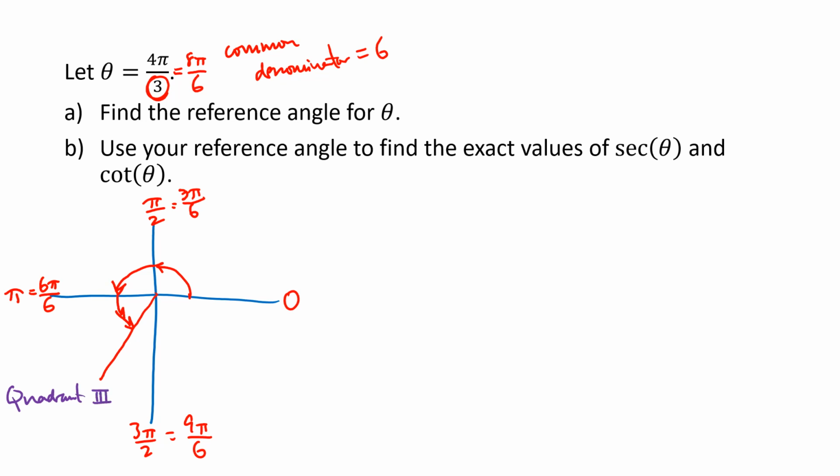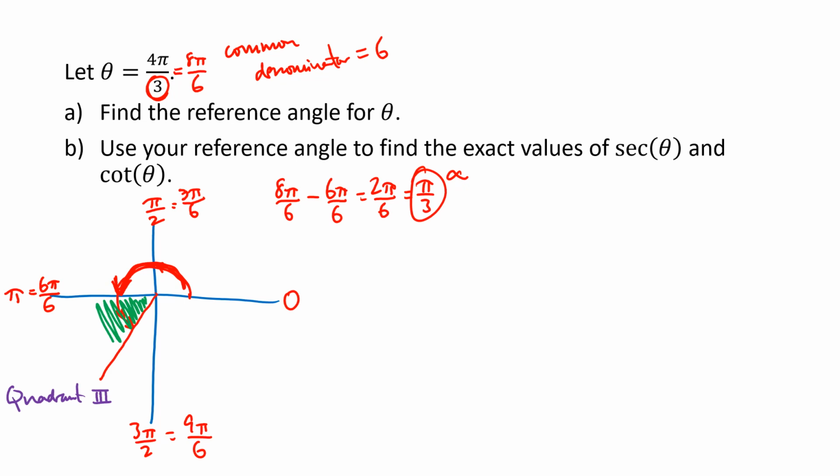Now, what's my reference angle? My reference angle is always formed between my terminal side of my angle and the x-axis. So my reference angle is going to be in here. How far is that? Well, 6 pi over 6 took me to my negative x-axis, but I have to go a little bit further to get to my 8 pi over 6. So how much further did I have to go? Well, 8 pi over 6 minus 6 pi over 6 is 2 pi over 6, also known as pi over 3. And so that's my reference angle, that's my alpha.